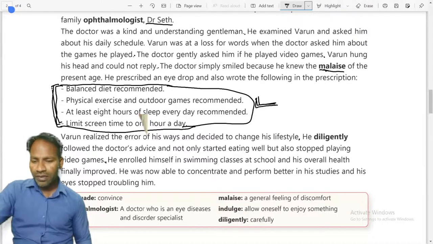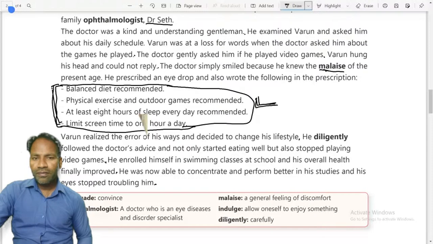All the daily routine he started maintaining. He enrolled himself in swimming classes at school. His overall health finally improved. And instead of that virtual gaming, he utilized the same timing for physical activity. He took admission in swimming classes and used that time in this physical activity. He was now able to concentrate and perform better in his studies, and his eyes stopped troubling him.